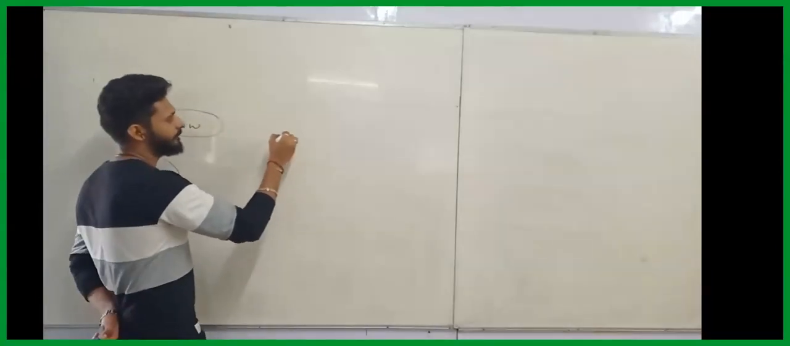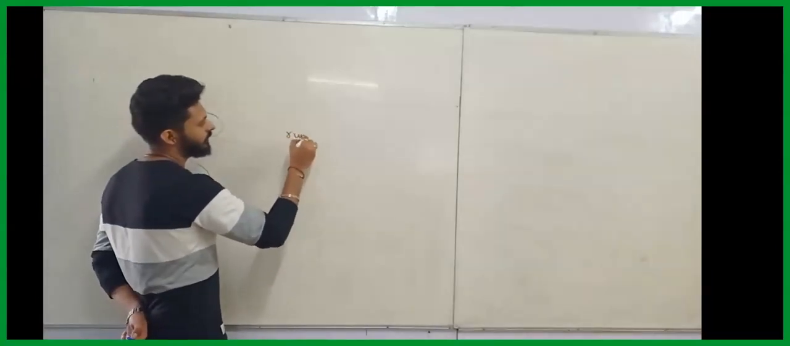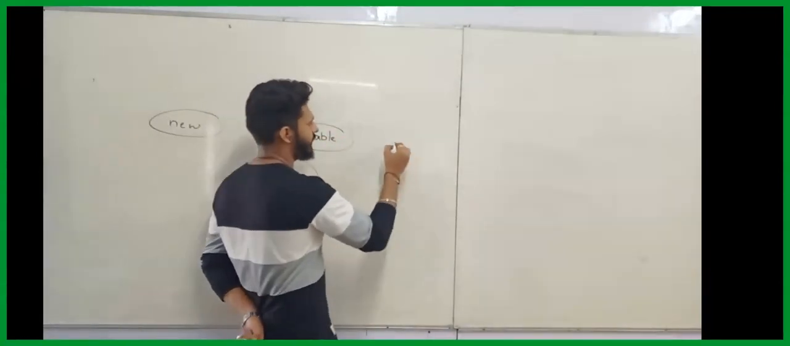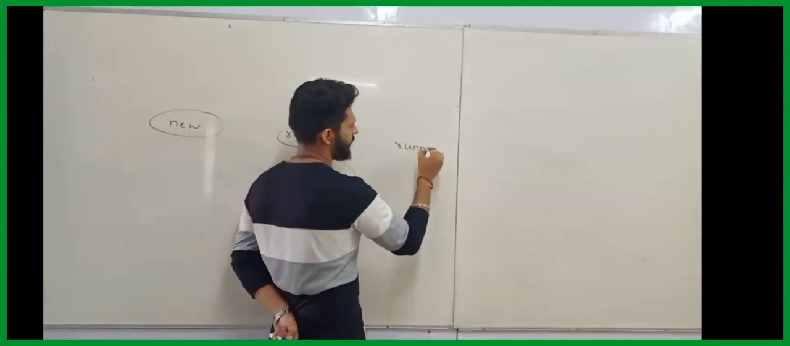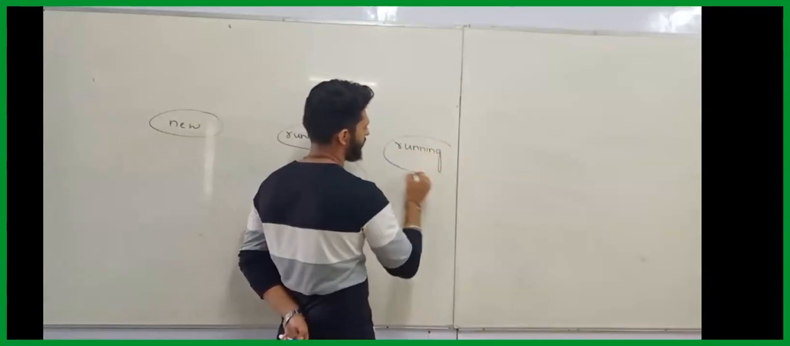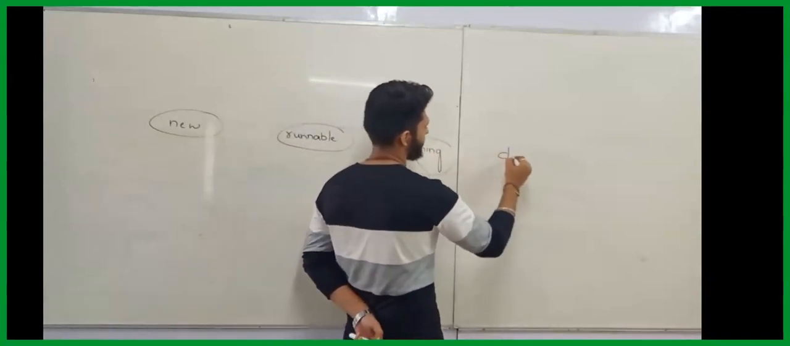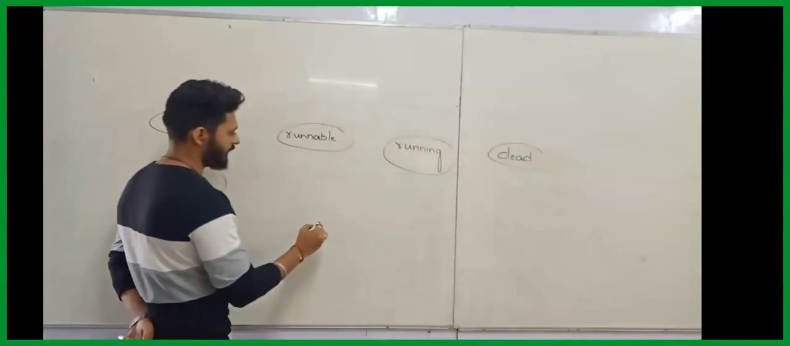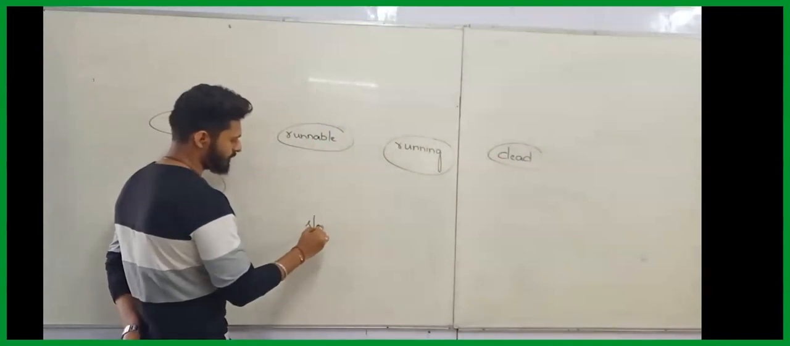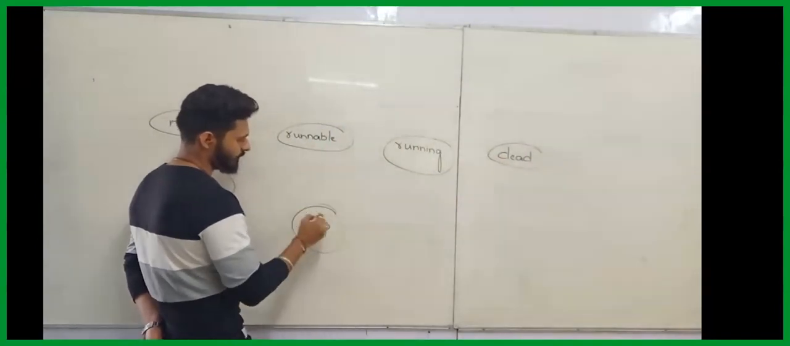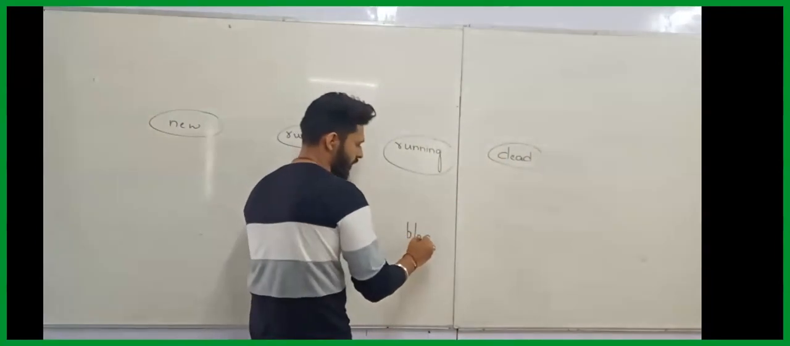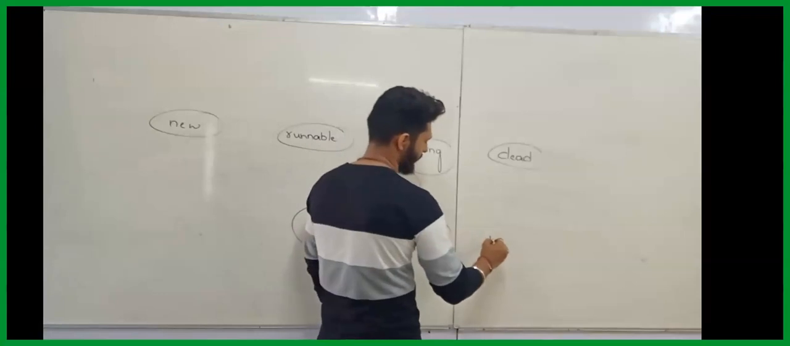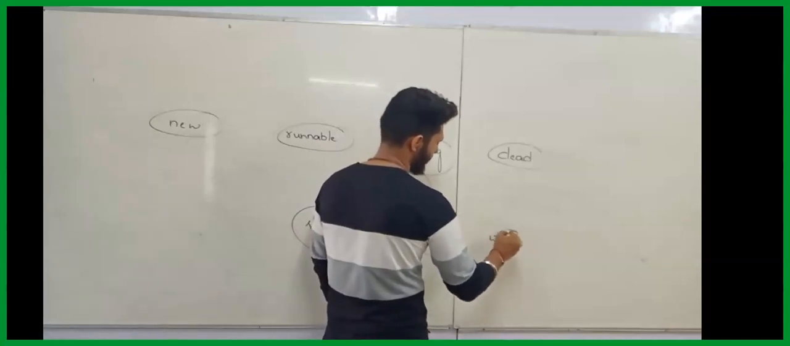New will be there and runnable will be there. And then running will be there. And then dead state will be there. And here, whenever it is in running, it can go to sleep. And here, block. And then wait state.